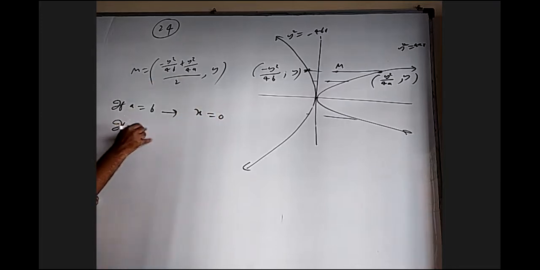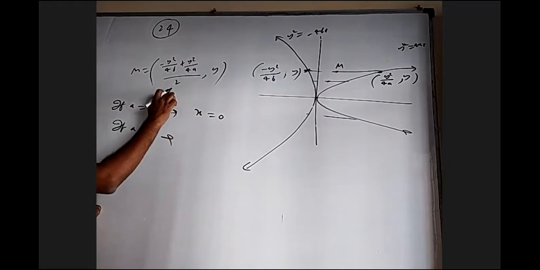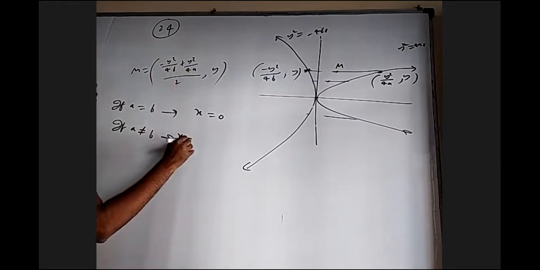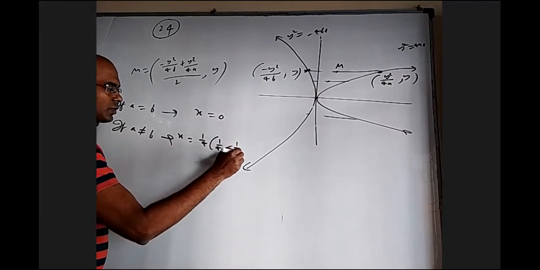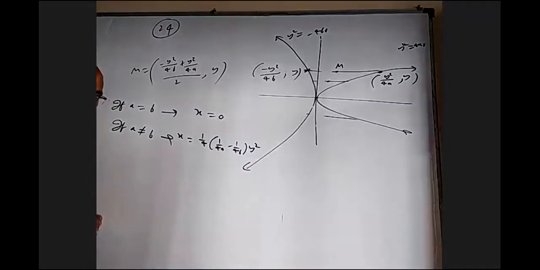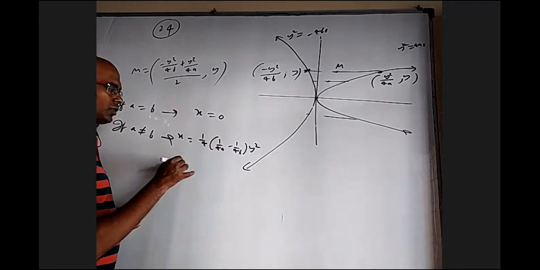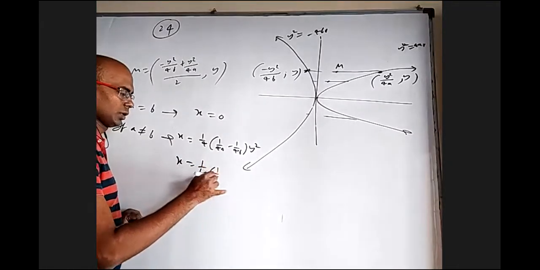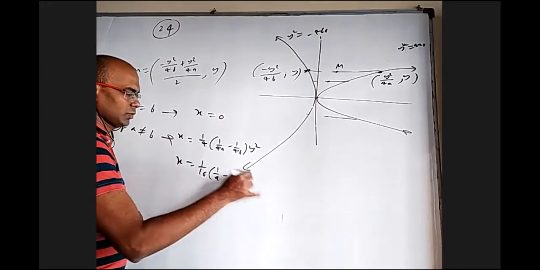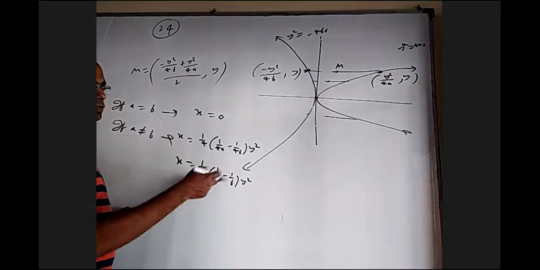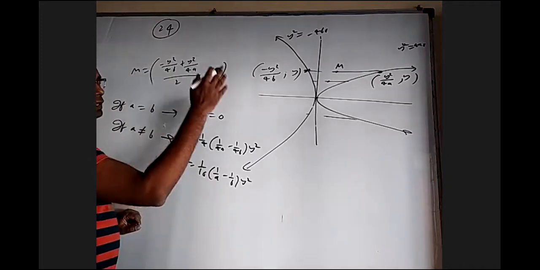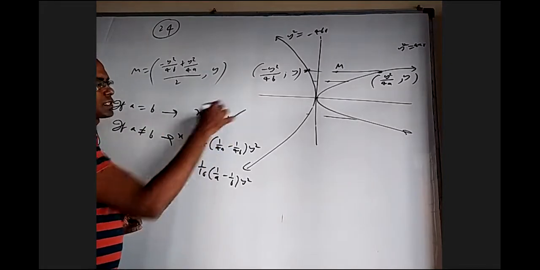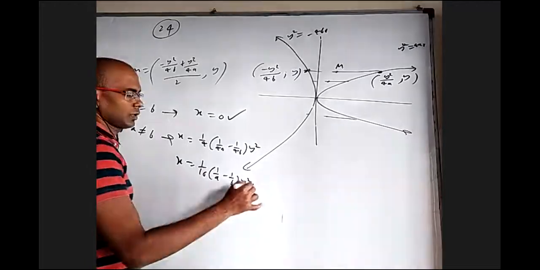If a not equal to b, then it is a parabola because you are getting x is equal to half of 1 by 4a minus 1 by 4b into y square. X equal to something into y square, which is a parabola. If you want, you can write 1 by 16 into 1 by a minus 1 by b into y square. When this is 0, x equal to 0 is a line. When it is not 0, it's a parabola. So when a and b are equal, the locus is a straight line. When a and b are not equal, the locus is a parabola.